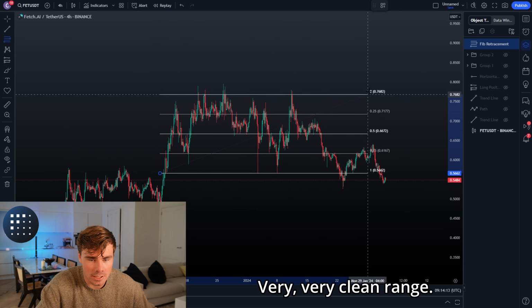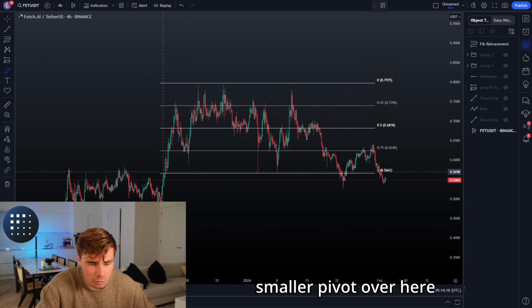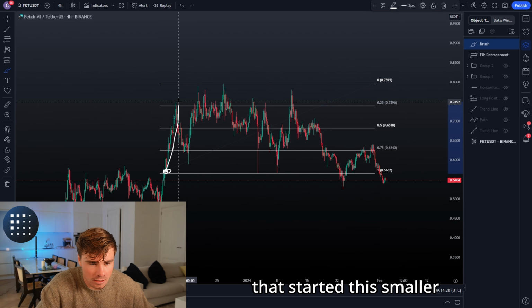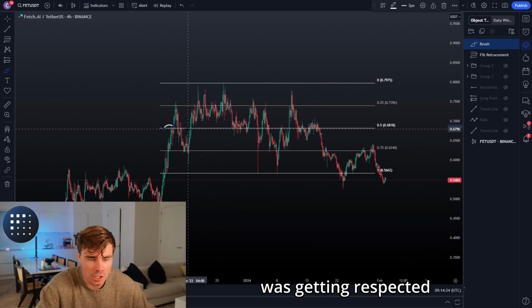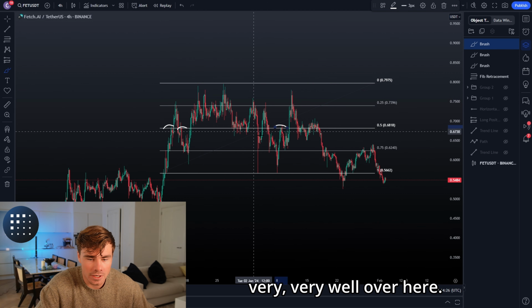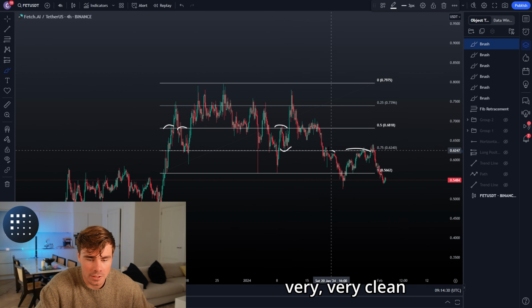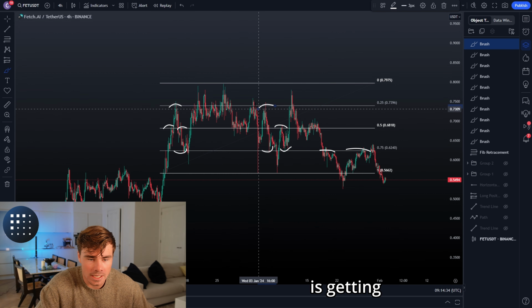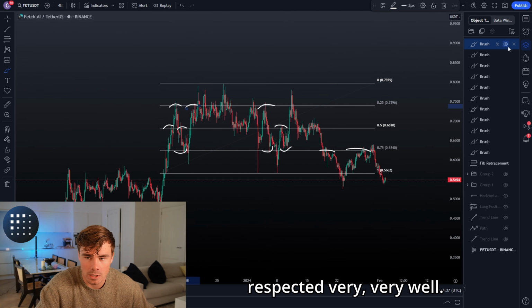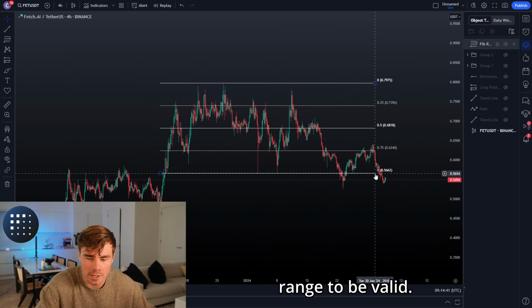Very, very clean range. And what I do really like about this range is that we also have this smaller pivot over here that started this smaller impulse towards the upside. And if we look at the range, we can see that the mid-range was getting respected very, very well over here. Quarterly level getting respected very, very clean over here as well. And also the top quarterly level is getting respected very, very well. So always you need to get the respect of those range levels in order for the range to be valid.